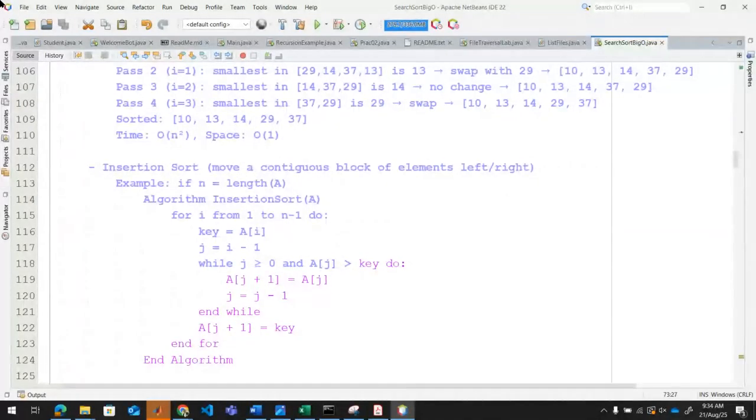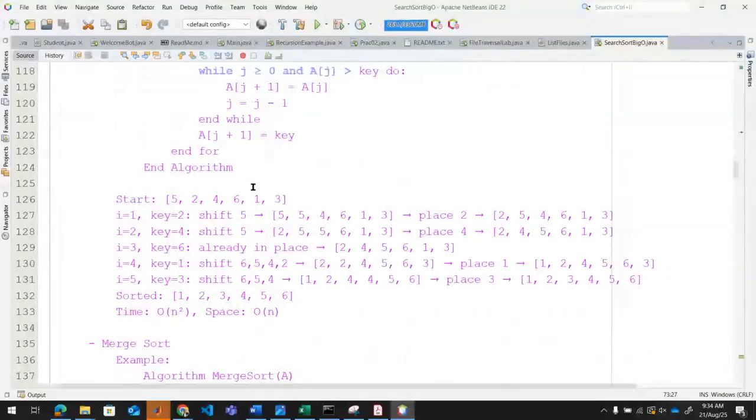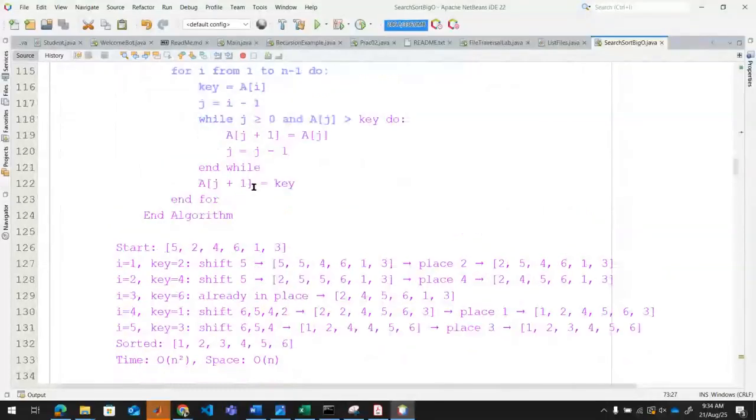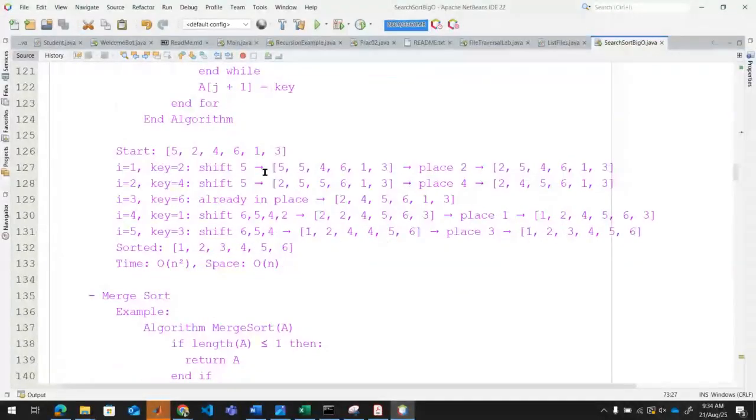Every time it does that, it creates a new one, which is why it takes up memory. So the order of space you have is based on the order of elements you have in your array. All right? All right. Let's look at this. We have 5, 2, 4, 6, 1, 3.